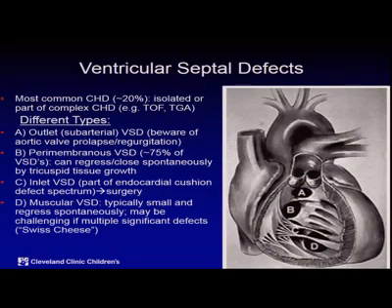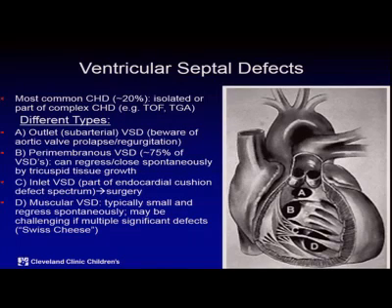Next in line is ventricular septal defects, so holes in the ventricular septum. It is the most common congenital heart disease, 20%, can be either isolated or part of a more complex congenital heart disease like tetralogy, transposition with a VSD. There are obviously different types based on the location.